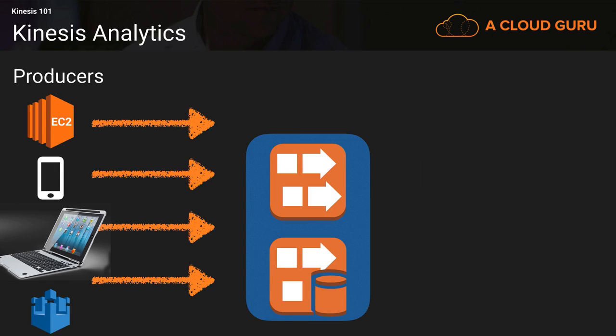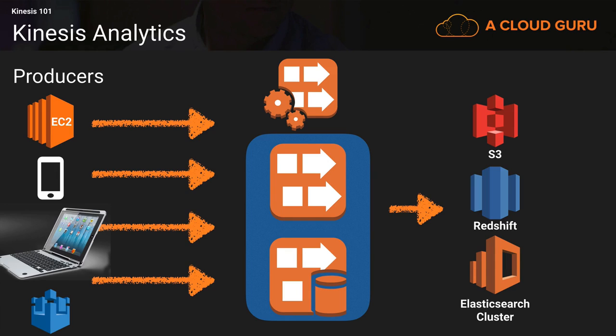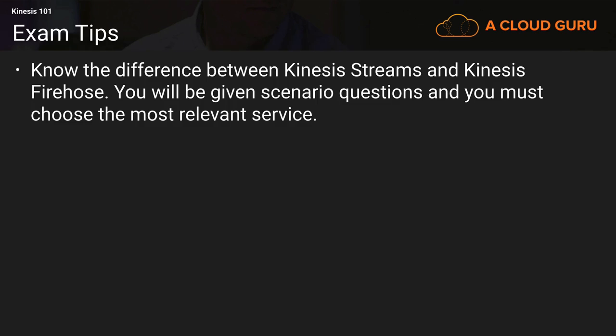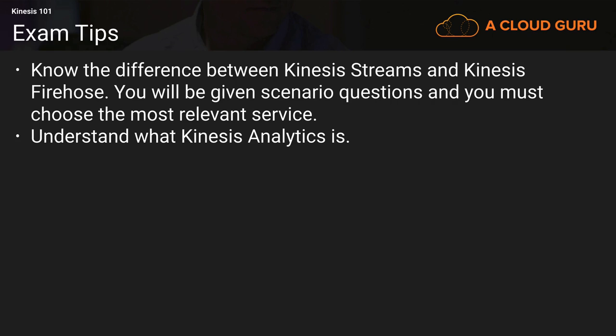And then finally, Kinesis Analytics just sits on top, allows you to do SQL queries to both Kinesis streams and to Kinesis Firehose. And then you can store that data in S3, into Redshift, or into an Elasticsearch cluster. So my exam tips, definitely make sure you know the difference between Kinesis streams and Kinesis Firehose. You're going to get a whole bunch of different scenario questions. So you must choose the most relevant service and then understand that Kinesis Analytics sits on top of that.